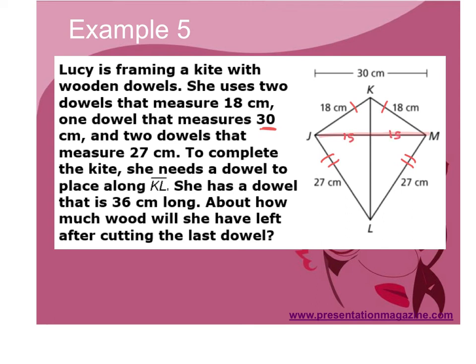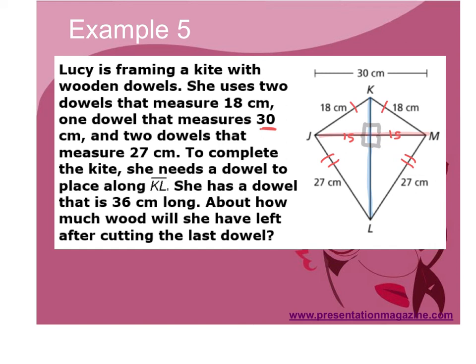It says to complete the kite, she needs a dowel to place along KL. So we need to figure out this one right here. And she has a dowel that's about 36 centimeters long. How much wood will she have left after cutting the last dowel? So this would actually be a calculator question. You would be doing Pythagorean theorem, because remember the diagonals are going to be perpendicular. So I can realize that you have a right triangle going on here.